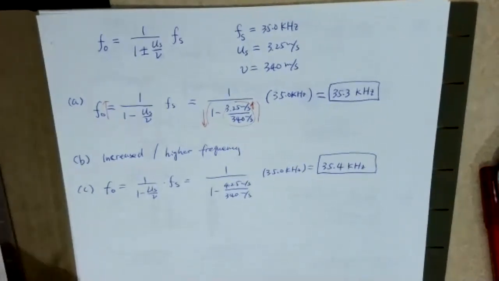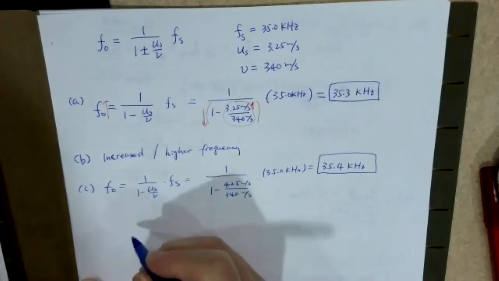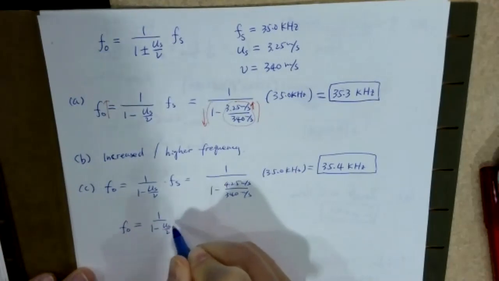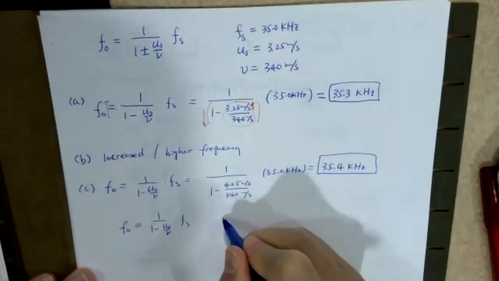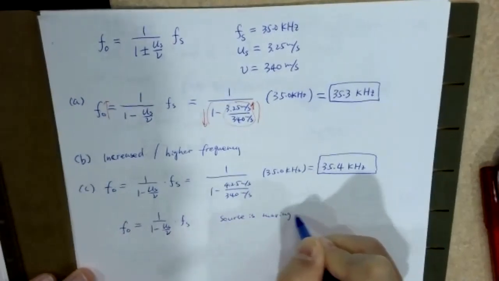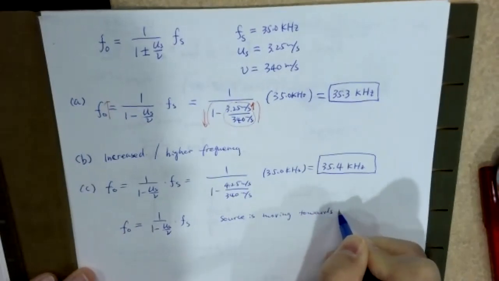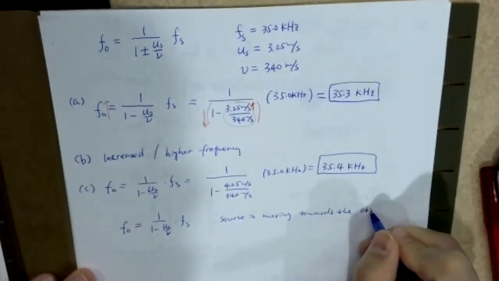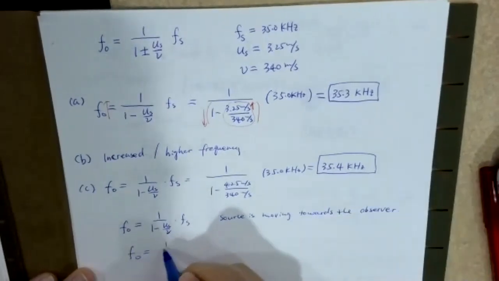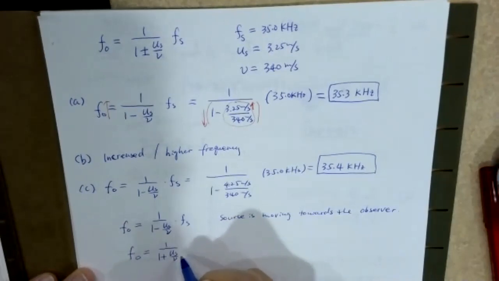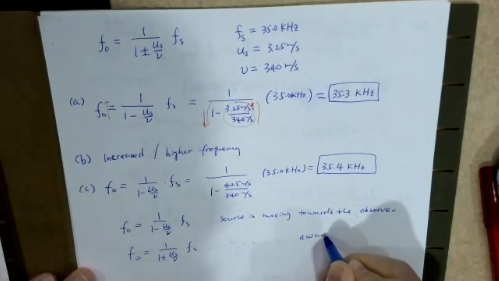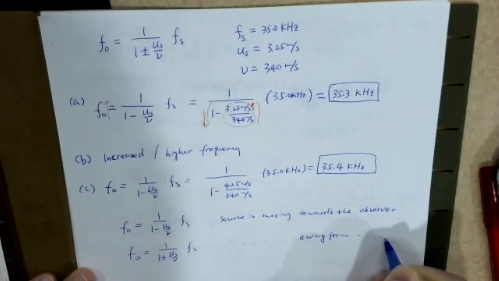All right. In this case, your source is approaching the receiver, so you use F equals 1 minus U_S over V times F_S. This is when the source is moving towards the receiver or the observer. You use 1 plus U_S over V times F_S when the source is moving away from the observer.